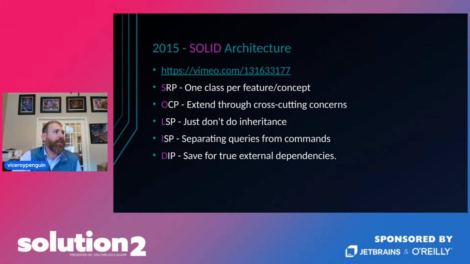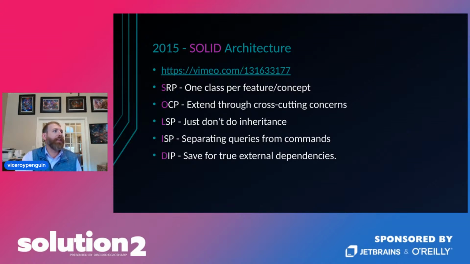So let's talk about the history of vertical slice architecture. There's a video I've linked here. I will put the link in the Discord. This is a talk by Jimmy Bogard. He introduced what he called the SOLID architecture.